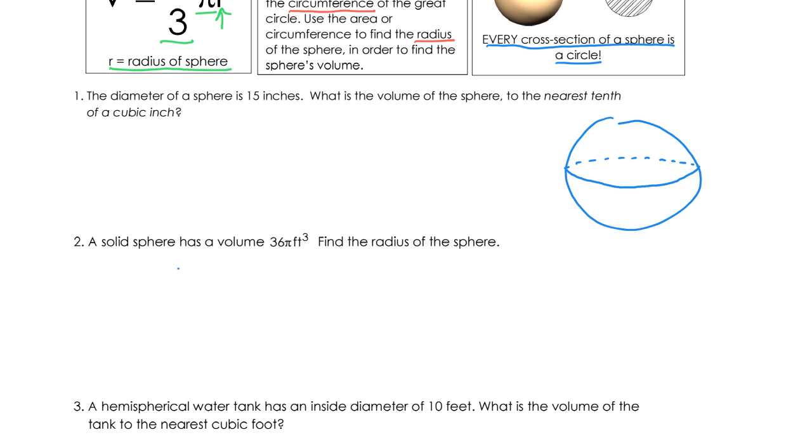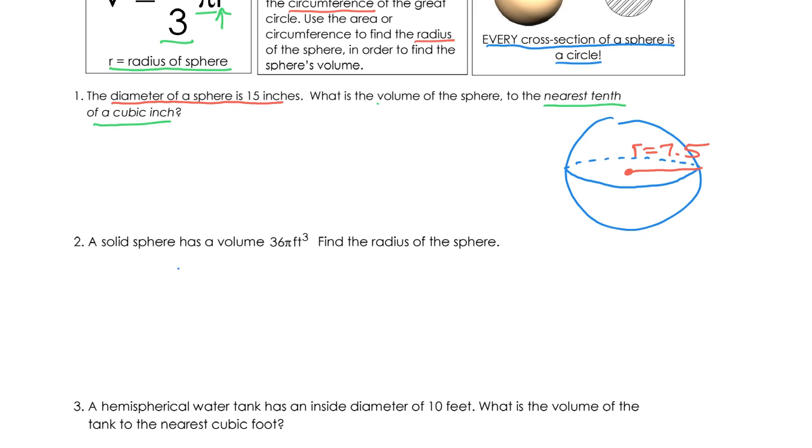Okay, so the diameter of our sphere is 15, which is all the way across. Well, we don't want all the way across because like all of our other formulas, we don't really use the diameter in the formulas. Instead, we use the radius. So we're going to take that diameter of 15, and in our picture, we're going to cut that 15 in half and say that our radius is 7.5. Okay. They want to know what the volume of the sphere is to the nearest tenth of a cubic inch.